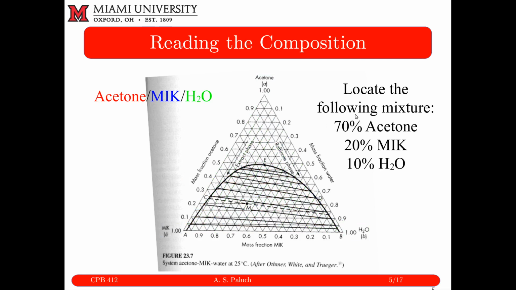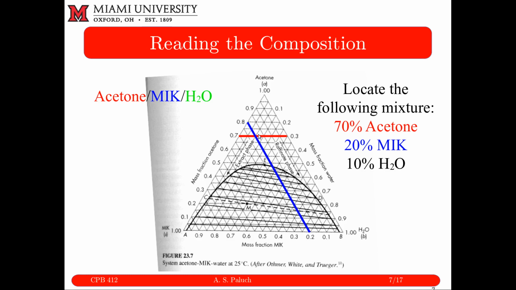If I want to locate a mixture that's 70% acetone, 20% MIK, and 10% water, which sums up to 100%, I could first find acetone. So I'd go to my acetone axis, find 0.7, and draw a line across on that horizontal line. I could find 20% MIK. So here's my MIK axis. I find it, and then I draw a line across, parallel to the MIK corner. And essentially where they cross, the cross marks the spot.